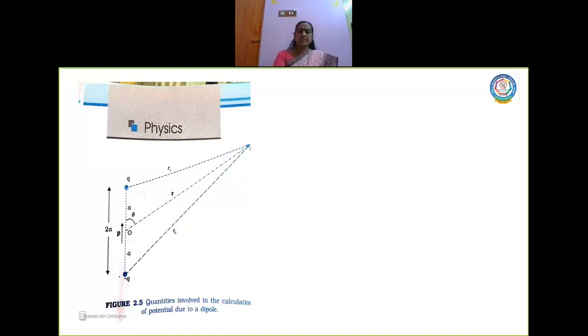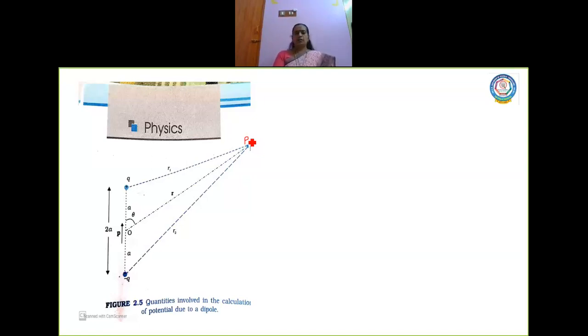O is the midpoint of the dipole. I am going to consider a point P. Let me name this as P, children. This point P is at a distance of R from the midpoint of the dipole. I am going to determine the electric potential at P due to the dipole, which is kept at a distance of R from the midpoint of the dipole. So that is our topic today.